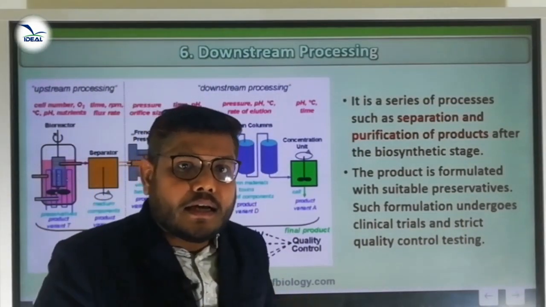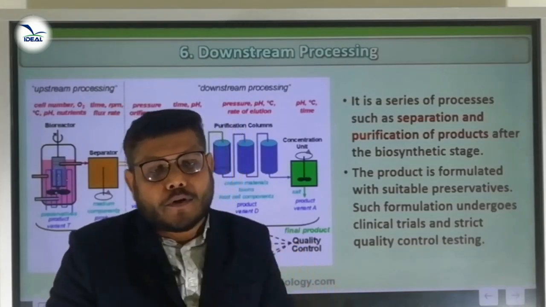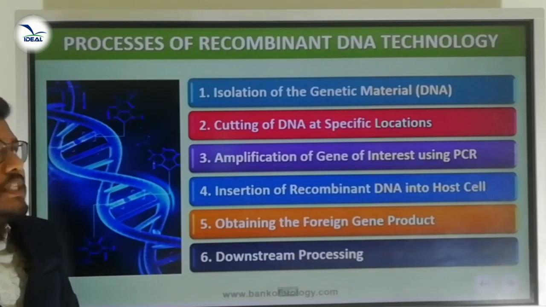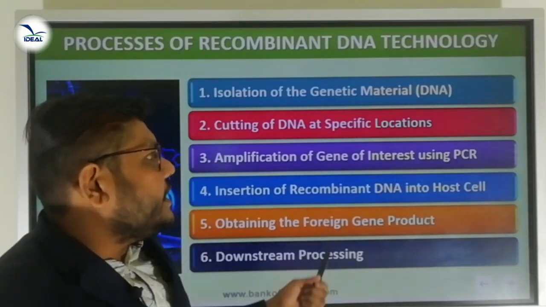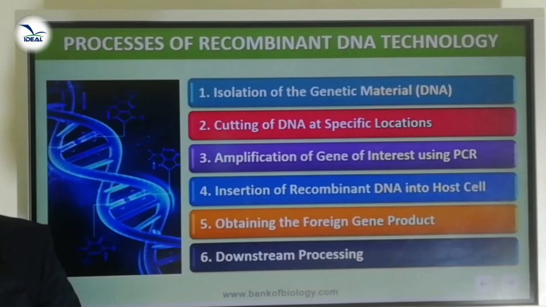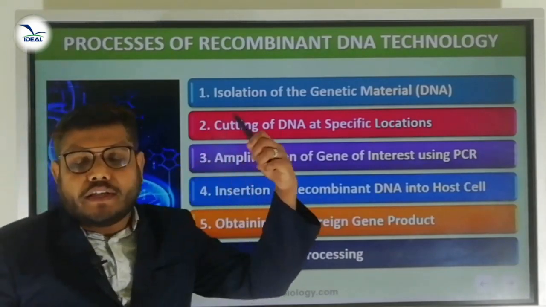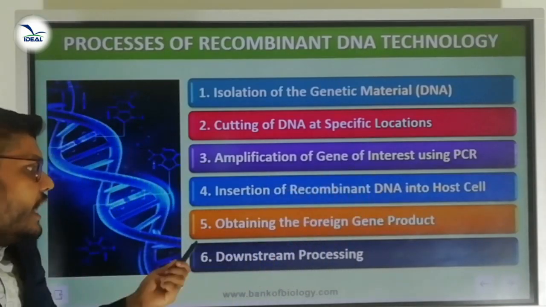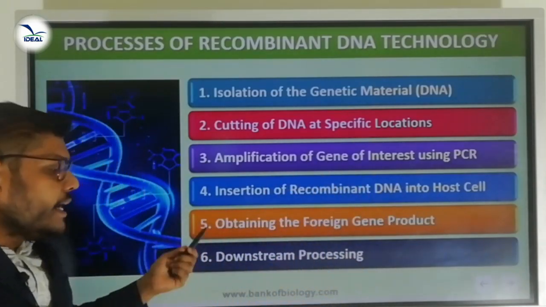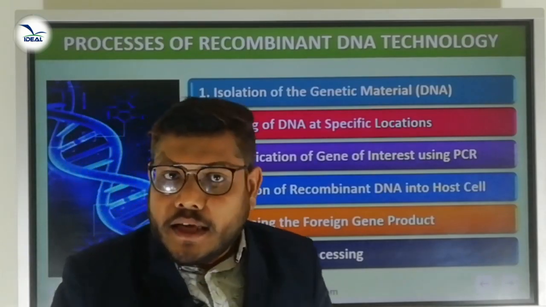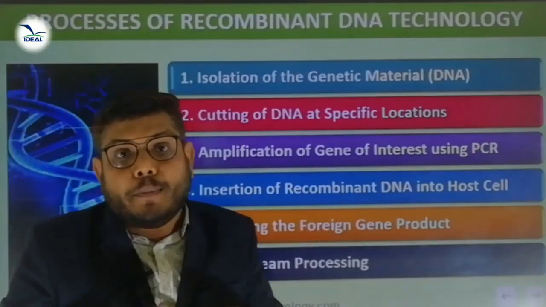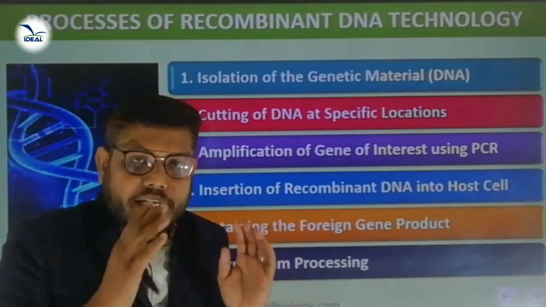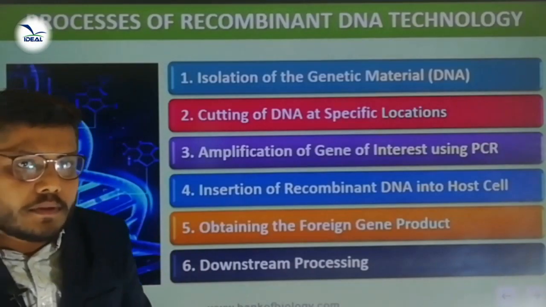So what are the steps involved in the process of recombinant DNA technology? First step, isolation of the genetic material, DNA, cutting of DNA at a specific location, amplification of the gene of interest using PCR, insertion of recombinant DNA into host cell, obtaining the foreign gene product, and downstream processing. Is it clear? This is the chapter. For your public exam, from these lessons, 4 mark questions will come. So that is the weightage of this particular chapter. Is it clear?